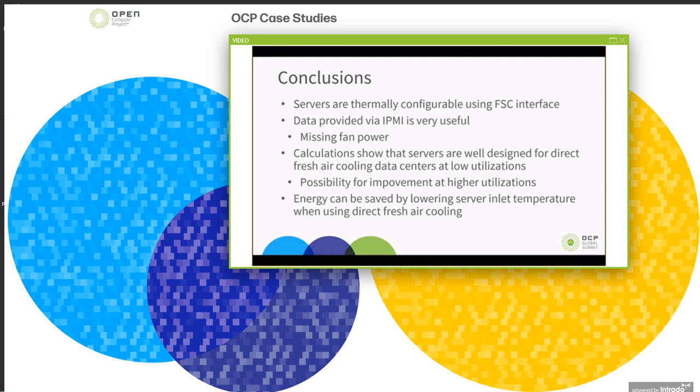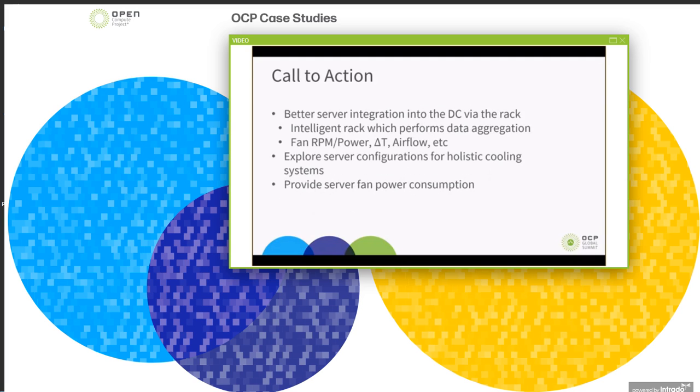And finally, we can save energy by lowering server inlet temperature when using direct fresh air cooling, assuming that it's cold enough outside. Call to action is that we believe that the data from the servers needs to be connected with the cooling systems. And this could be done at the rack level. We could have intelligent racks which gather all the values from the servers and aggregate them, including fan RPM, power, delta T, airflow, and etc.